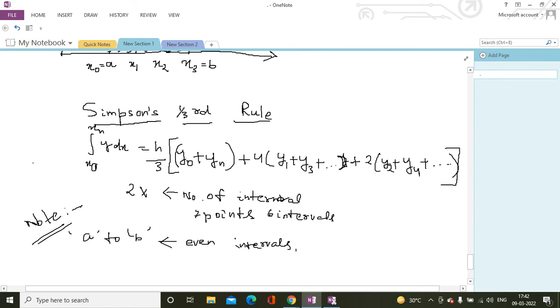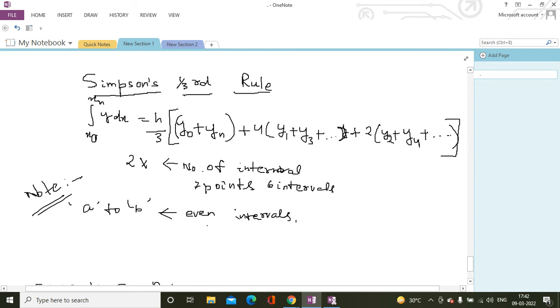So as per the formula, the integral from x0 to xn of y dx equals h by 3, that is the width of the interval, whole into y0 plus yn, that is first term and last term, plus 4 whole into y1 plus y3 plus etc., plus 2 whole into y2 plus y4 and the rest of the terms. So 4 into y of 2n minus 1, generally we can say this, and plus 2 whole into y of 2n. Okay guys, so this is the general formula.